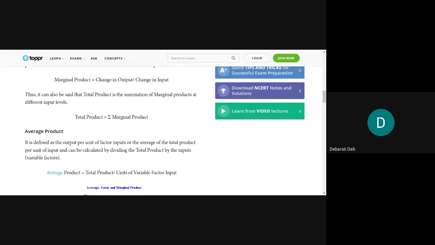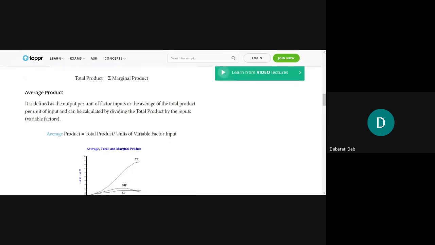We don't write marginal product 1 plus marginal product 2 plus marginal product 3 plus marginal product 4 like that. Instead of writing all those pluses, we can put a summation and then write marginal product. It indicates that you are summing up all the marginal products at each of the additional factors of production levels. Okay, so total product can be written as a summation of the marginal products.